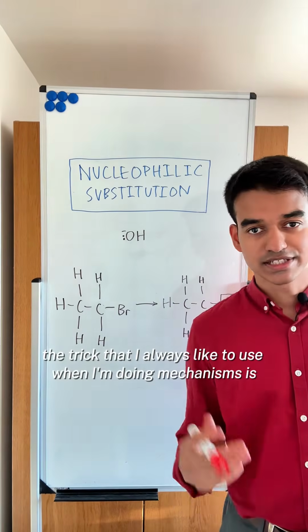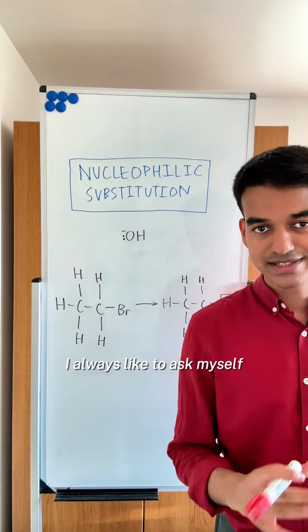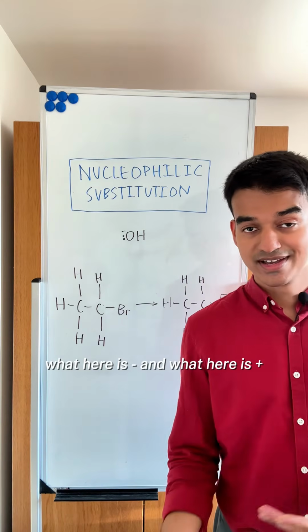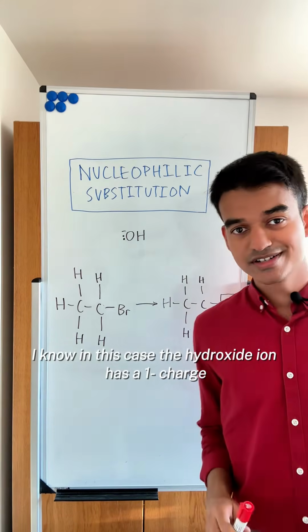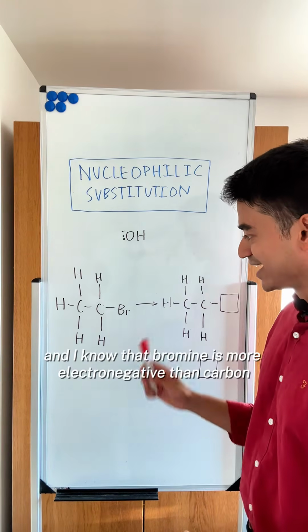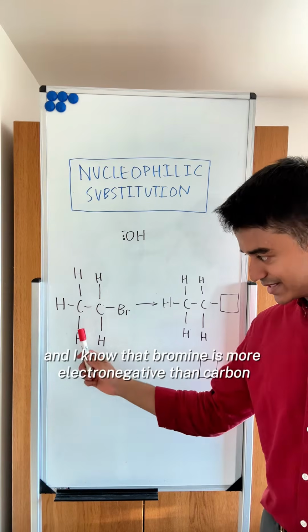The trick that I always like to use when I'm doing mechanisms is I always like to ask myself what here is negative and what here is positive. I know in this case the hydroxide ion has a 1- charge, so it's negative, and I know that bromine is more electronegative than carbon.